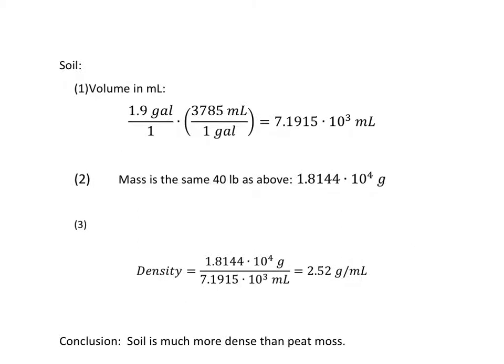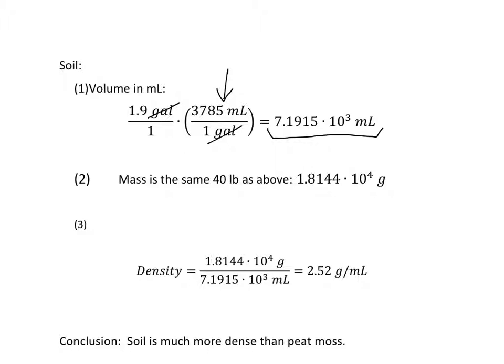In this part of the problem, I'm also supposed to calculate the density of topsoil in the same units in order to compare. Again, I want the volume in milliliters. Here I was given the volume instead of dimensions. I was given it in gallons, and I used the conversion given on the previous page, right here, so the gallons goes in the denominator to cancel. Carrying out that calculation, 1.9 times 3,785 gives me 7.15 times 10 to the 3rd milliliters.